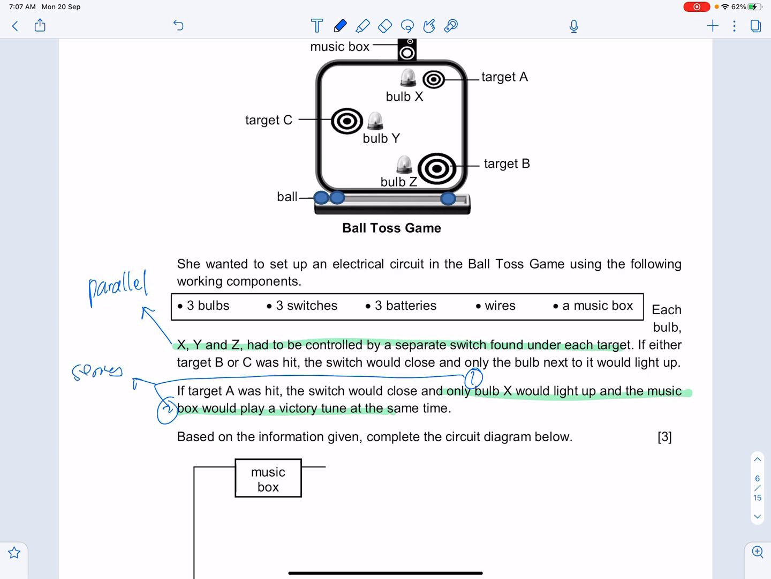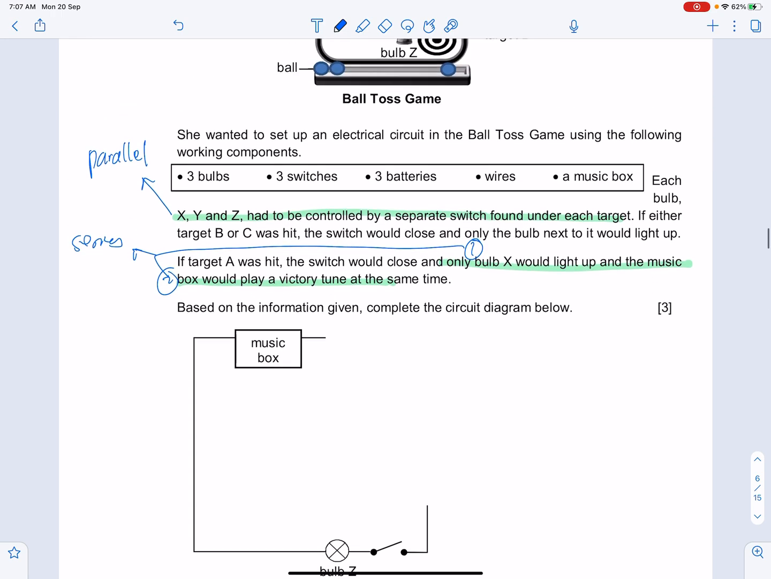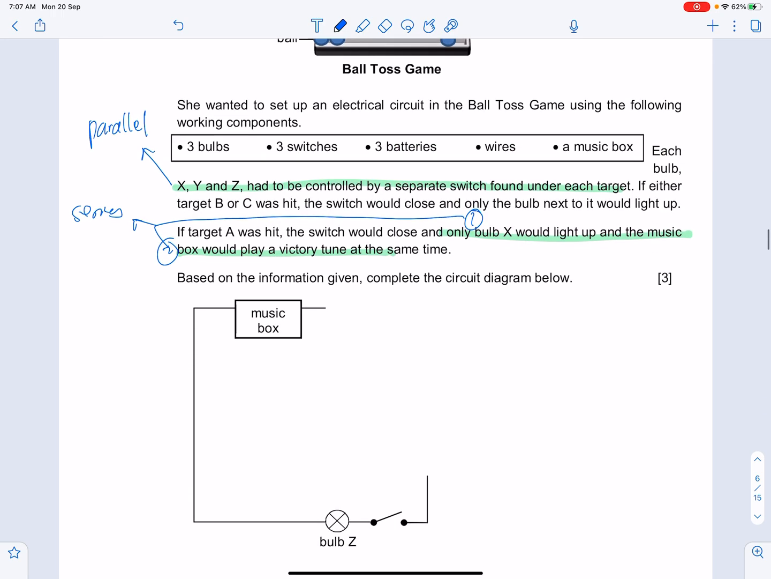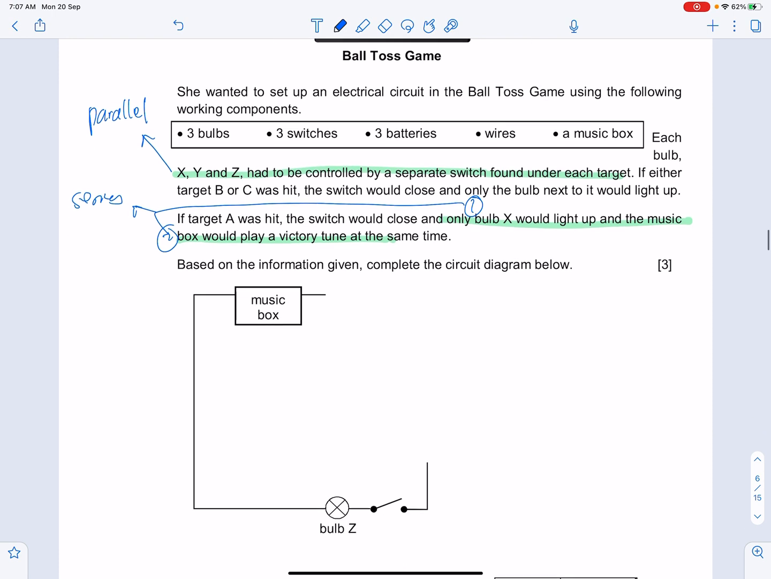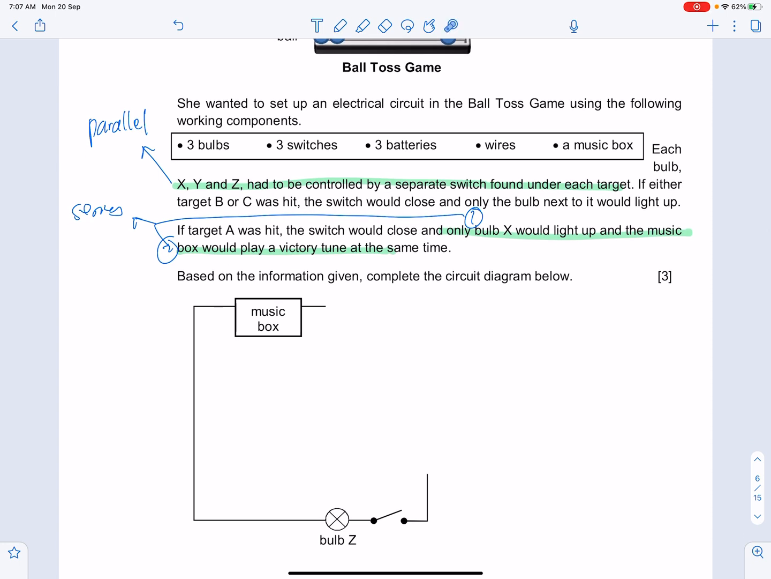Okay, so based on the given information, complete the circuit diagram below. As mentioned, I know that the 3 bulbs need to be arranged in a parallel manner to each other. So if bulb Z is over here, my Y needs to be somewhere over here, and then my X needs to be here. So I'm going to fill that in. I will first draw my bulbs. So this is my Y. Do remember to label it. And then my X would be here.